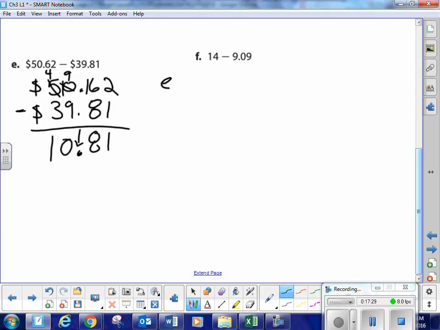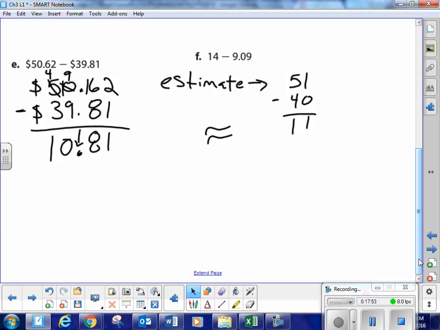Correct. We will estimate. Okay. 50.6 rounds up to 51. Minus. And 39.8 rounds up to 40. 1 minus 0 is 1. 5 minus 4 is 1. And 10.181 is about 11. Excellent. That's beautiful. That's what we're looking for, that reasonableness.